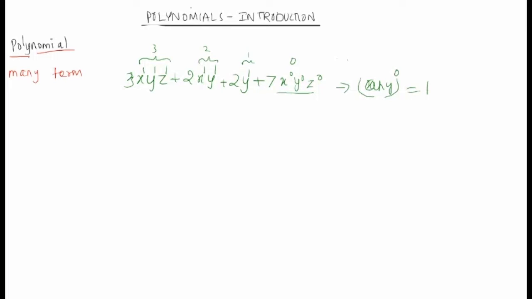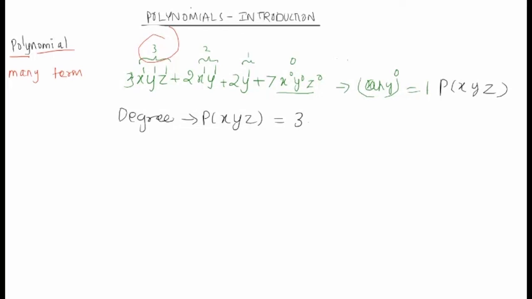Now we will check where the sum is highest. So we can see over here we have 3. So this one is the highest sum. So this will be called the degree of this particular polynomial with multiple variables. We can write this polynomial as p of x, y, z. The degree of this p of x, y, z is nothing but 3.